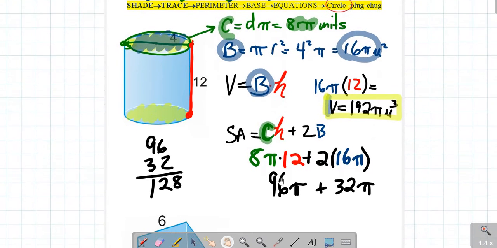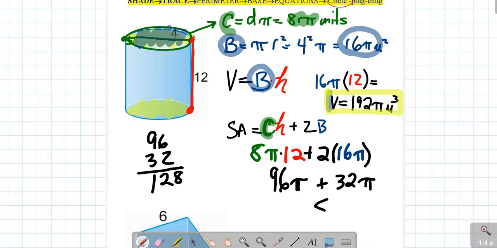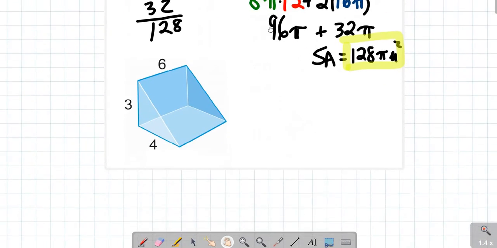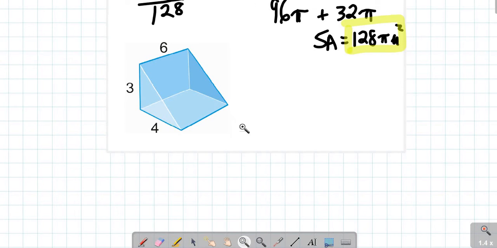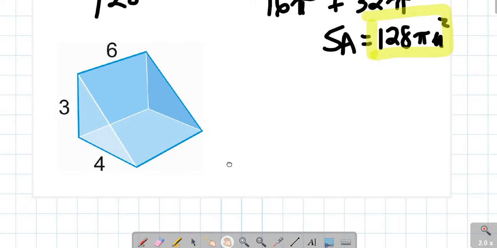So our surface area, I'm going to use the abbreviation SA, is going to be 128 pi units squared. Area is 2 dimensions, therefore, it's squared units. Volume is 3, therefore, it's cubed units. Shade, trace, perimeter, base, equations, circle, plug, chug. Let's try this again. I know this is a lot of information. You're doing really good.